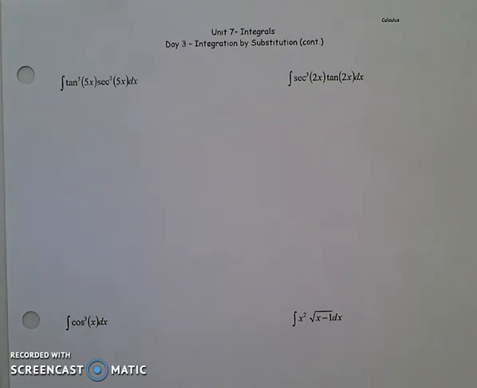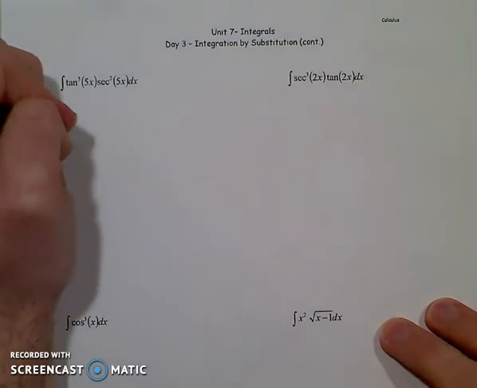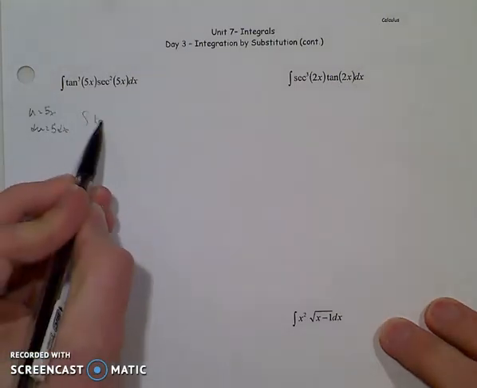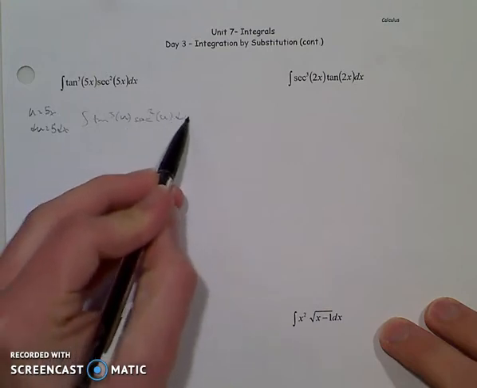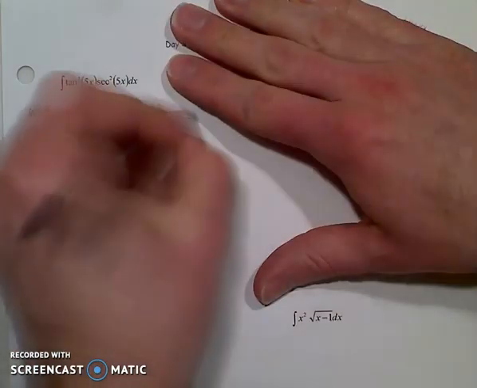So you've got to think, can we let u be 5x? I'm going to start writing it in. I'm going to be wrong, because du equals 5 dx, and then we're still left with the integral of tan cubed u secant squared u, and that really hasn't helped us at all. A 1/5 out in front doesn't really help us. So, okay, that doesn't work. Let's get rid of that.